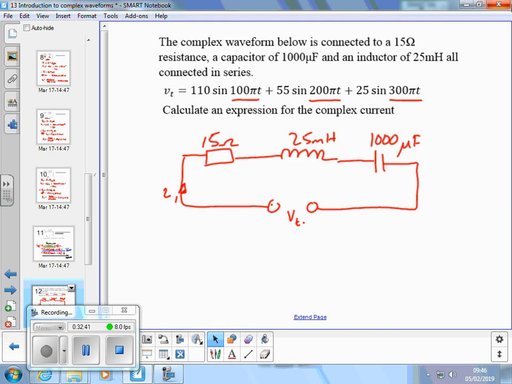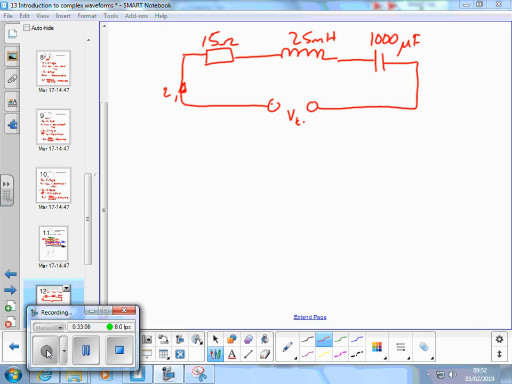So this time we've got three components. Okay. Calculate the impedance. Find the current for the 110 sine 100 pi t part of the waveform. Right, let's just run through this fundamental so we make sure you're on the right wavelength and then carry on and finish it off.